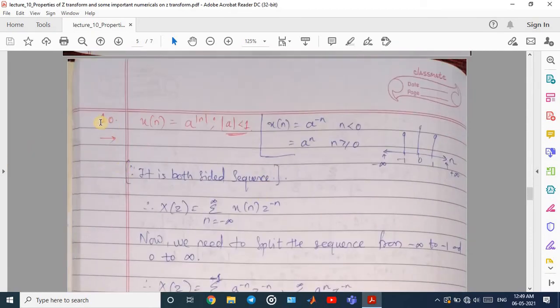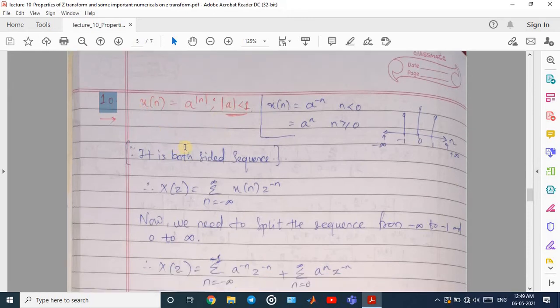So now example number 10, I will give you this example as homework. Okay, you can solve it, it is a very simple example. What they have given is x of n equals a to the power mod of n. Okay, and they have given mod of a less than 1. So I'll just tell you the trick for that. So this is mod of n.